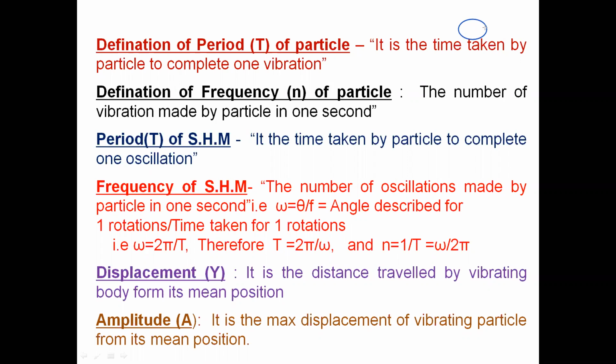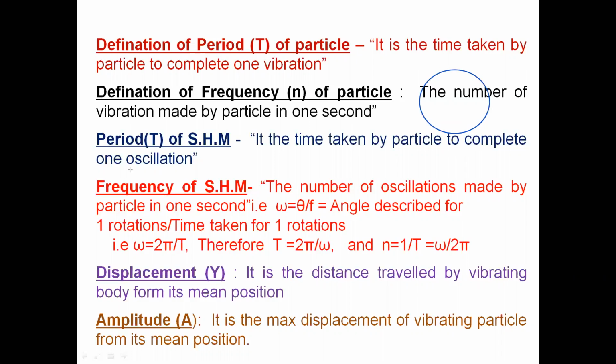Now frequency means what? I'll just draw it a little bigger so that you will understand it. Suppose in 1 second, how many such circular motions will the particle make in general? That we call frequency. How many rounds it makes within 1 second.